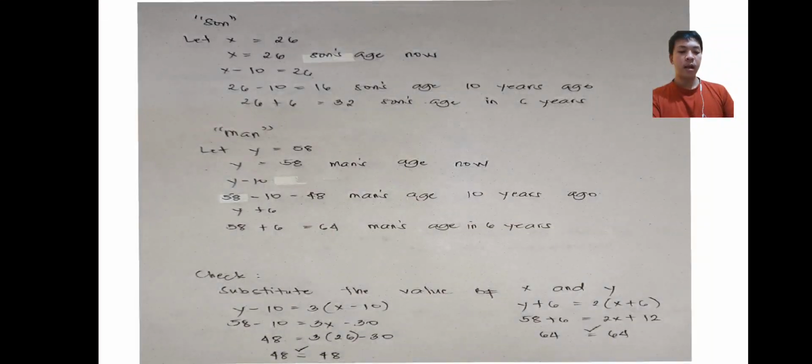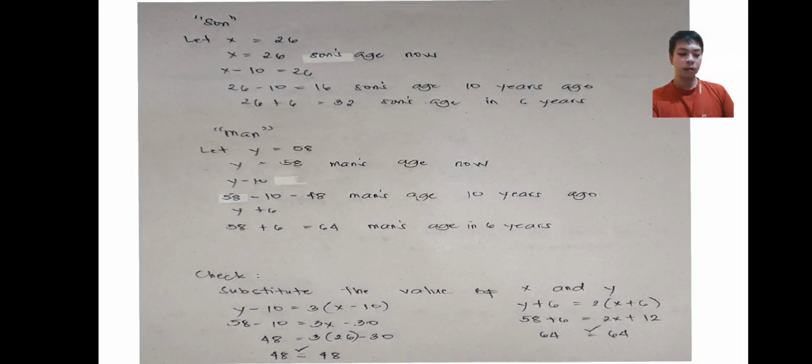So the man: let y is equal to 58. Y is equal to 58, the man's age now. Y minus 10, therefore 58 minus 10 is equal to 48. It is the man's age 10 years ago. Y plus 6 is equivalent to 58 plus 6, so therefore it will be 64. It is the man's age in 6 years.